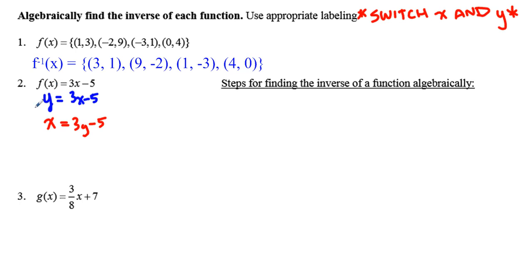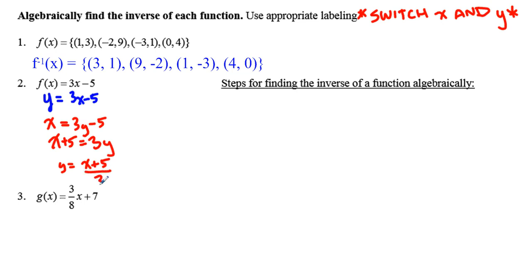So now I've switched the x and y. Now I have to get y by itself. So like I could graph it. I mean, this is the inverse in red, but it's just not in a very handy form. So let's go ahead and add 5 to both sides. And now let's divide both sides by 3. So here's our inverse. Y equals x plus 5 over 3.